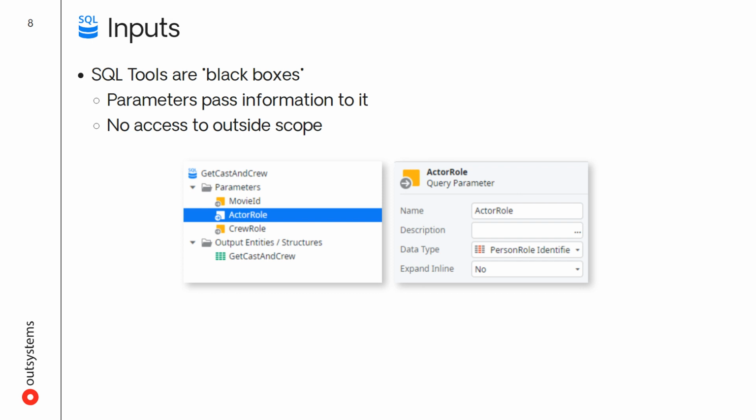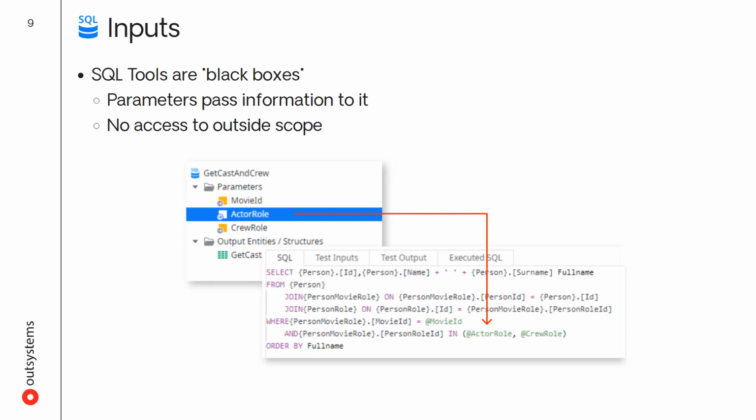It is important to know that the SQL tool is like a black box. This means that it doesn't have direct access to the outside scope. So to have access to data coming from the outer scope, we need to define the input parameters and their data types. The input parameters can then be used in the SQL query directly, using the at notation.